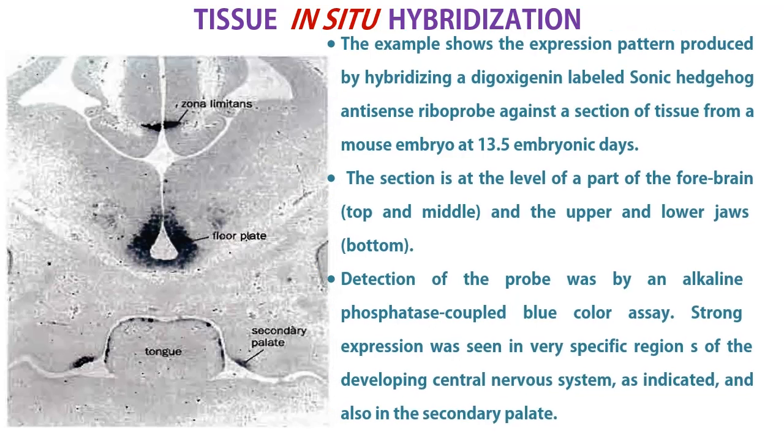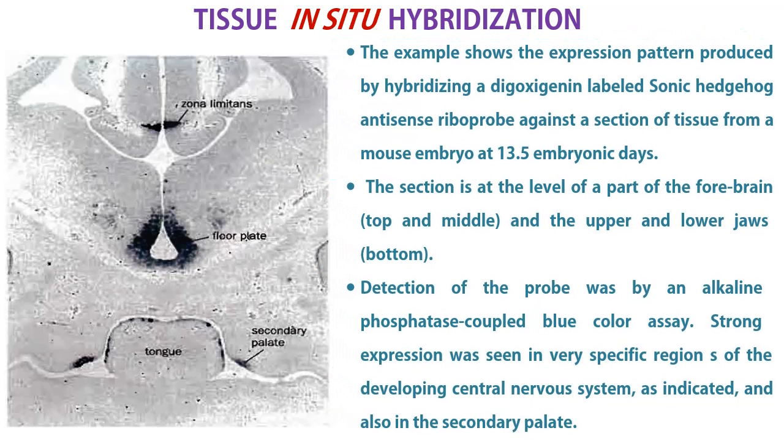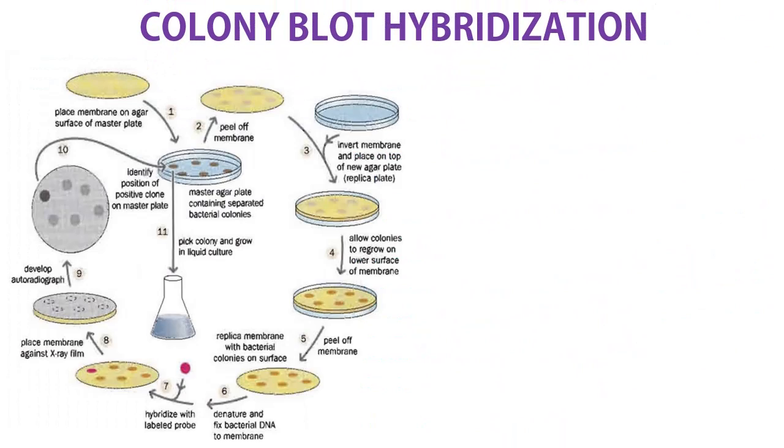Tissue in situ hybridization. The example shows the expression pattern produced by hybridizing a digoxigenin-labeled sonic hedgehog antisense riboprobe against a section of tissue from a mouse embryo at 13.5 embryonic days. The section is at the level of a part of the forebrain, top and middle, and the upper and lower jaws, bottom. Detection of the probe was by an alkaline phosphatase-coupled blue color assay. Strong expression was seen in very specific regions of the developing central nervous system, as indicated, and also in the secondary palate.